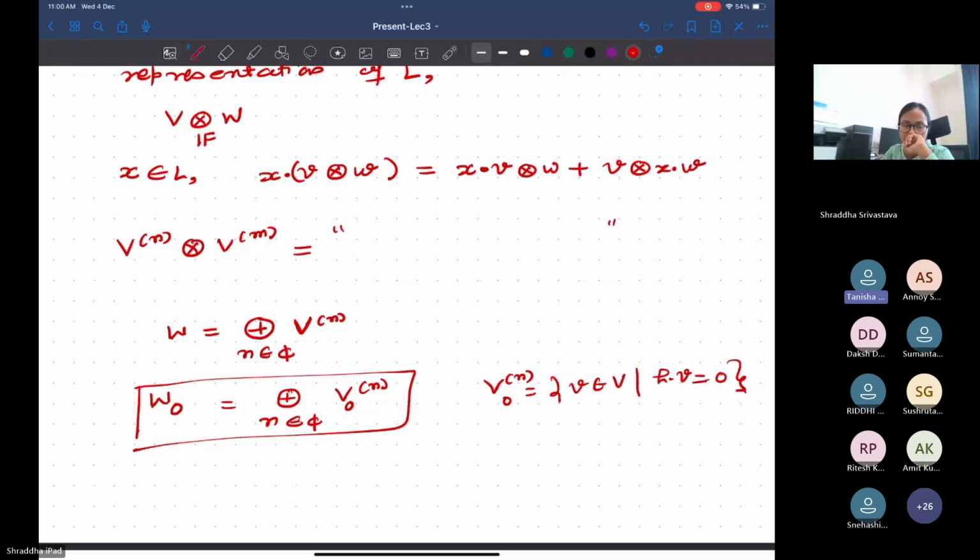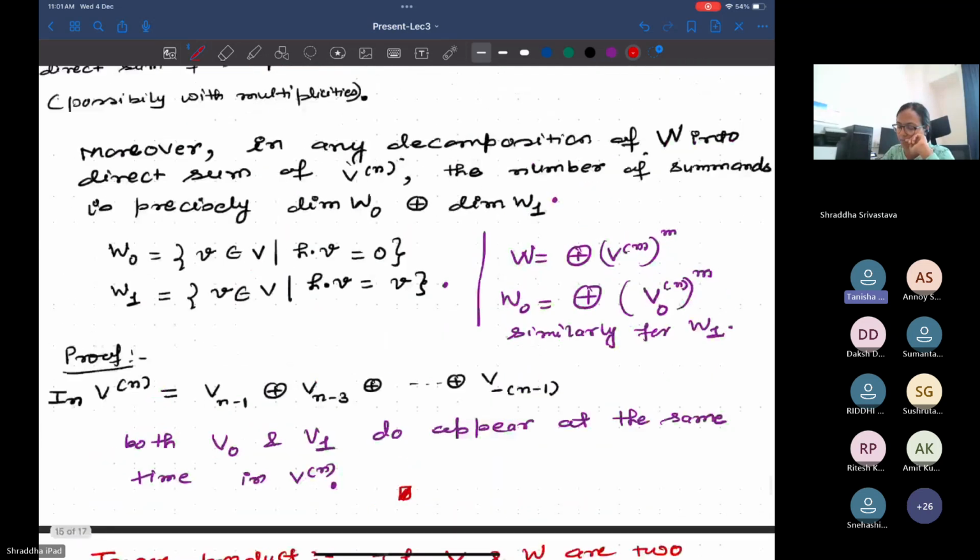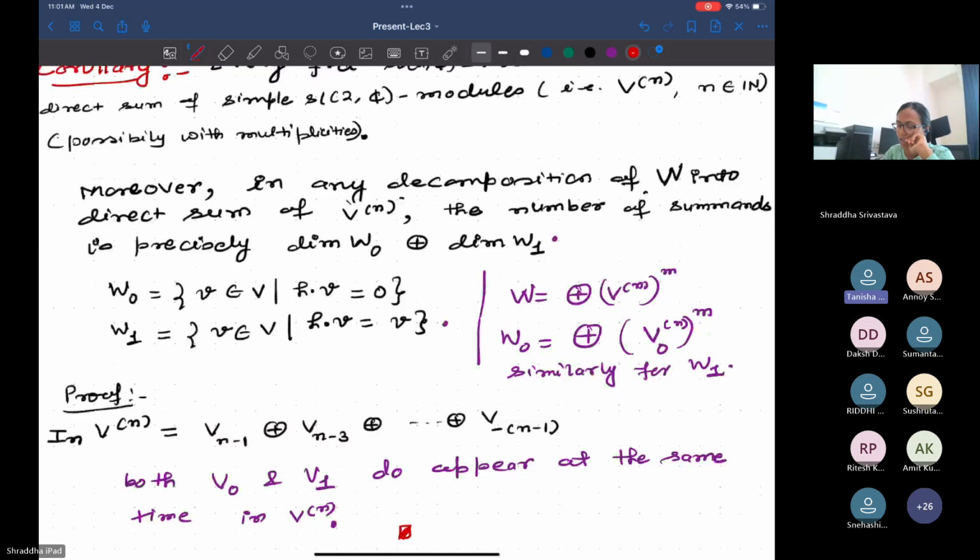Ma'am, I had a question. Yes. In one of the previous slides, you had mentioned that the number of summands will be the direct sum of dimension of W_0 and dimension of W_1. We're looking at the number of summands. So what do we mean by direct sum of numbers? Precisely. Thank you. Yeah, that's a typo. I was doing a lot of things. This is a sum. She is asking what do you mean by direct sum of numbers? No, this is a sum. Thank you. That was a typo.